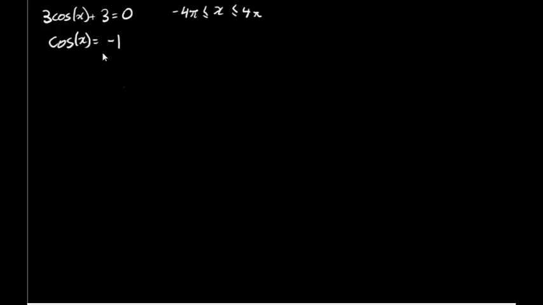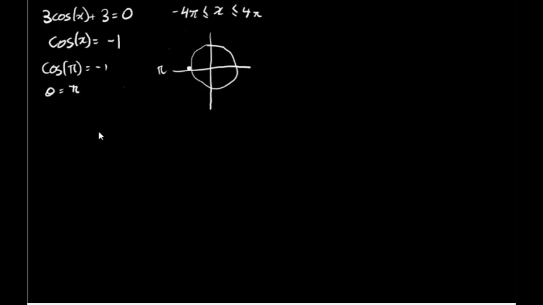Now, because we've got minus 1, it's going to be a boundary point. If we remember our unit circle, we're going to be over here at pi because cos of pi is equal to minus 1. So that means our angle that we're looking for is essentially just pi. And we want to work out the solutions between minus 4 pi and positive 4 pi.